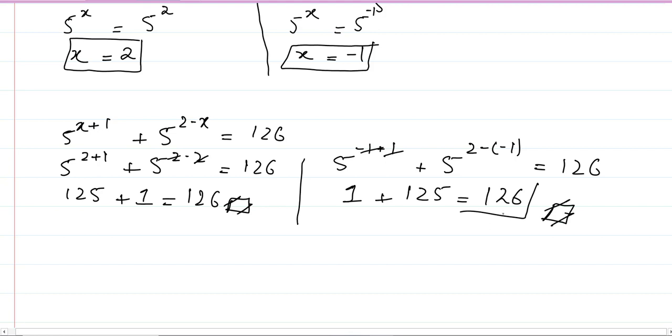So it was a quite neat problem that we have solved.